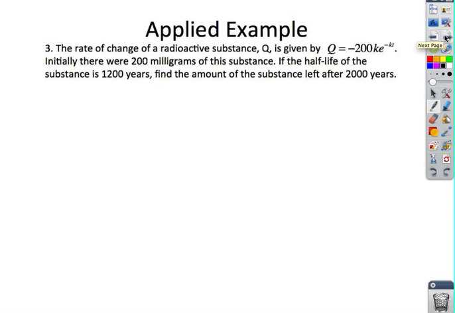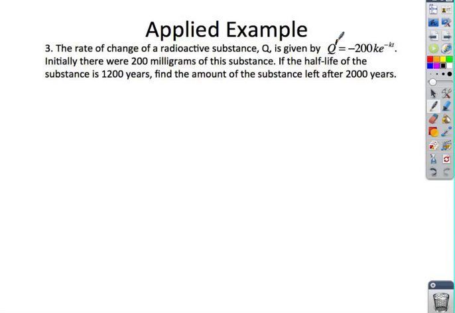This question says the rate of change of a radioactive substance Q is given by, well, this should say Q prime. The rate of change obviously is a derivative function. So Q prime is equal to negative 200 k e to the negative kt. Initially there were 200 milligrams of this substance. If the half-life of this substance is 1200 years, find the amount of the substance left after 2000 years.